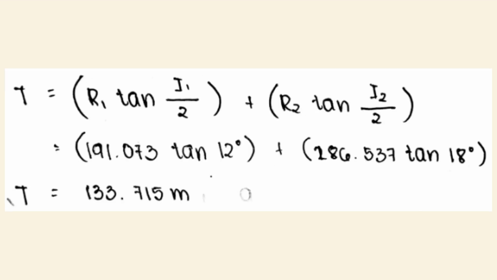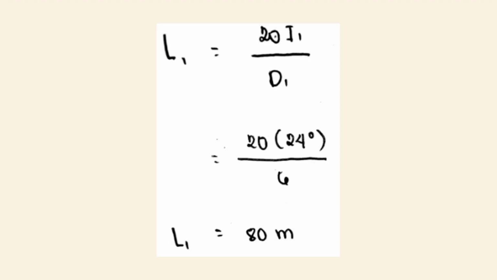T is equal to R sub 1 tangent I sub 1 over 2 plus R sub 2 tangent I sub 2 over 2. It is equal to 191.073 tangent 12 degrees plus 286.537 tangent 18 degrees. So the length of our common tangent, or T, is equal to 133.715 meters. For B, the formula for L is equal to 20I over D.